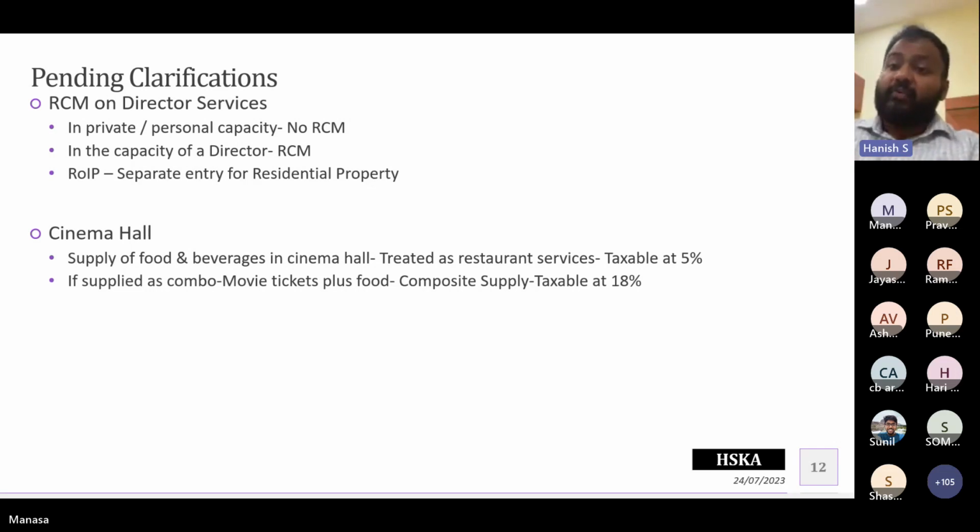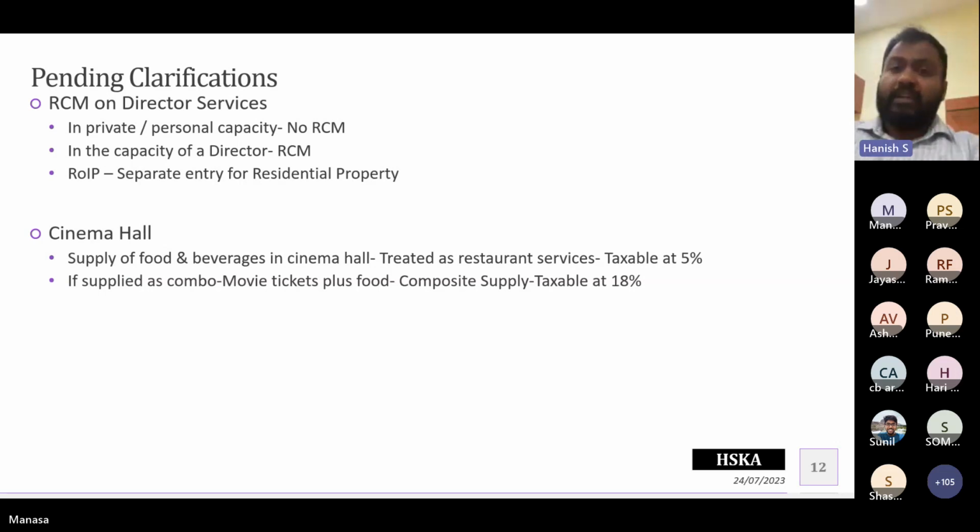Renting of immovable property, which is residential in nature. Last year, there was a new entry which was added to the reverse charge mechanism notification where they said renting of residential property, whether or not for residential purposes, given to a registered person will be liable to tax under reverse charge mechanism. So whether you use that residential property for residential or commercial purposes or use it for a guest house, if you are taking it from a director or from a third party, whoever it is, it will be liable to tax under reverse charge mechanism only.